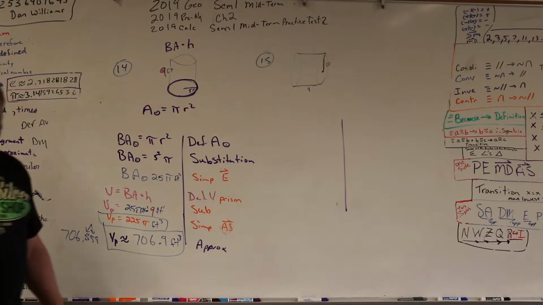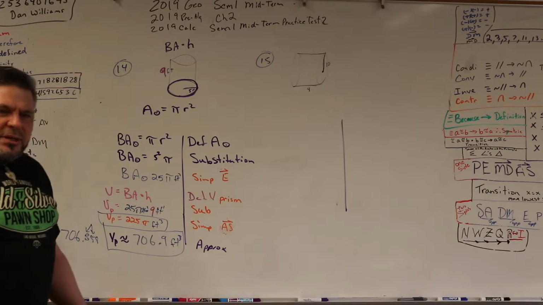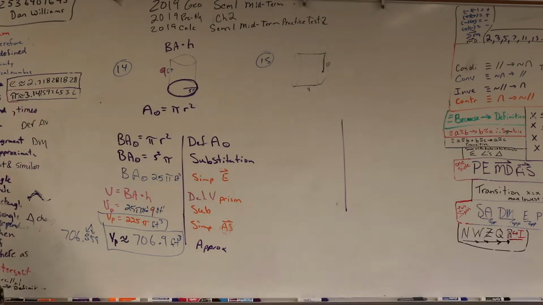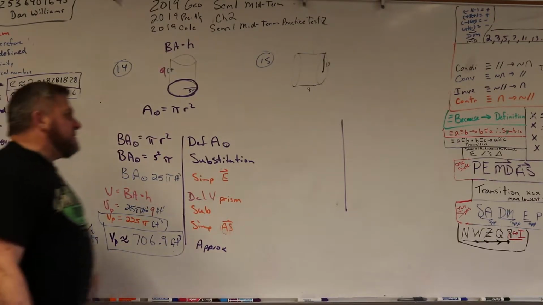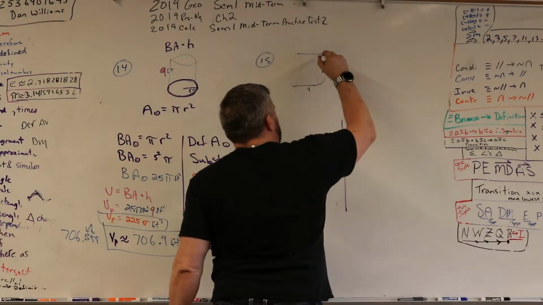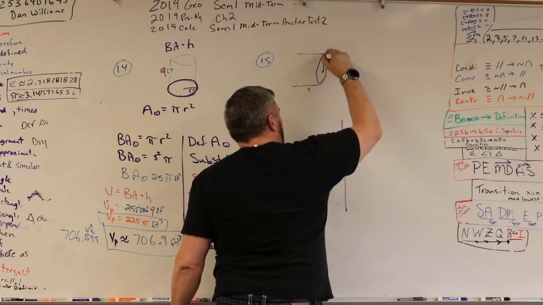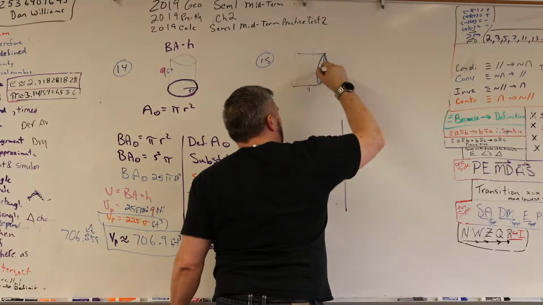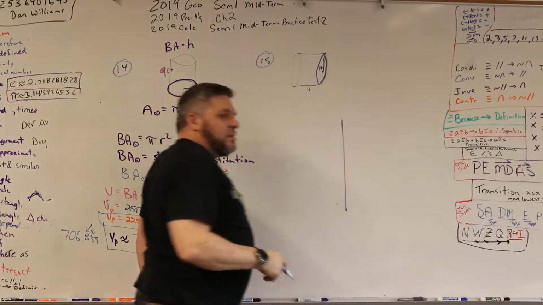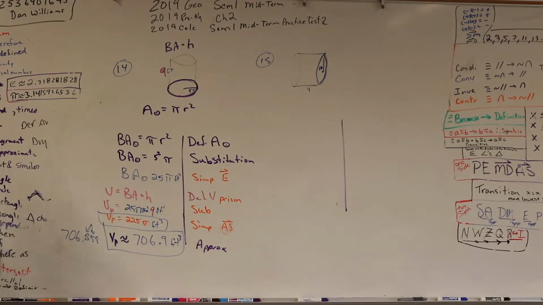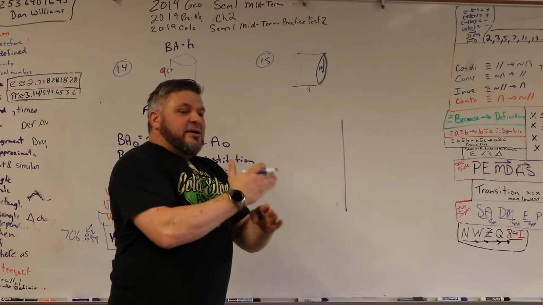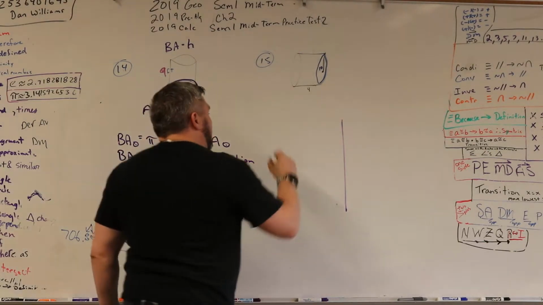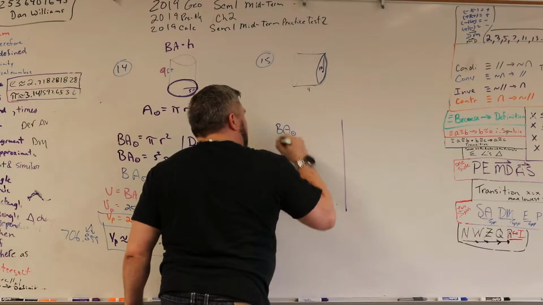15. Tara, focus. 15. What are we doing? Now we know we got to have the area, right? What is the base area? What's our base? What's the shape? It's not a sphere. Circle. Okay? The area that we're looking for is the base area of a circle. So what's the formula for a base area of a circle?